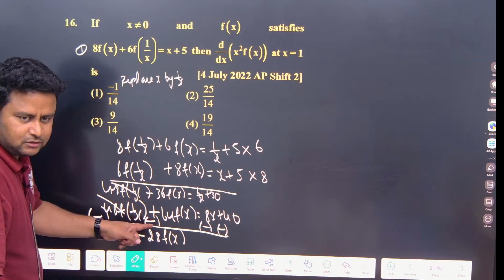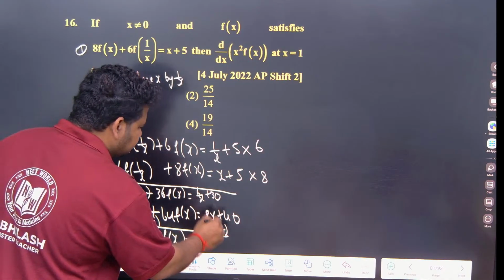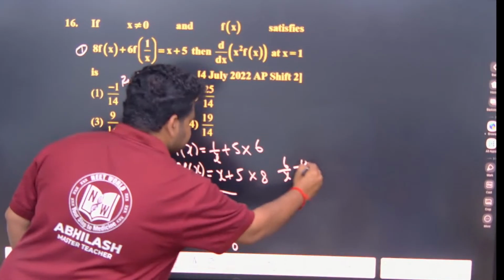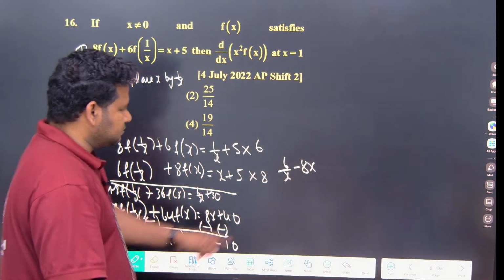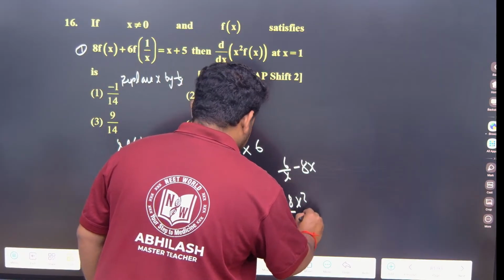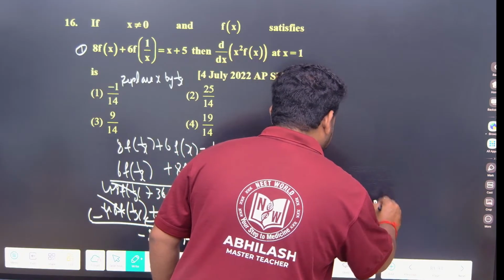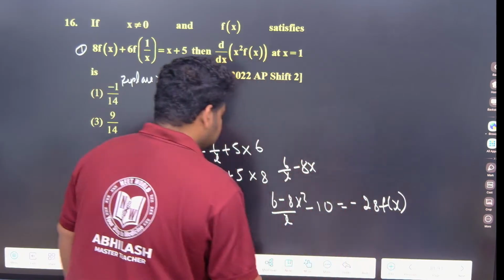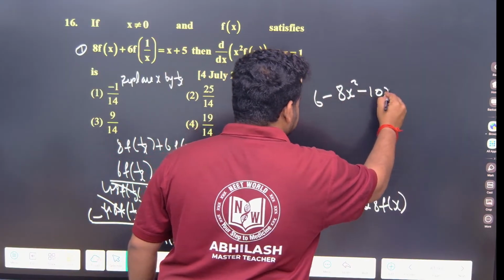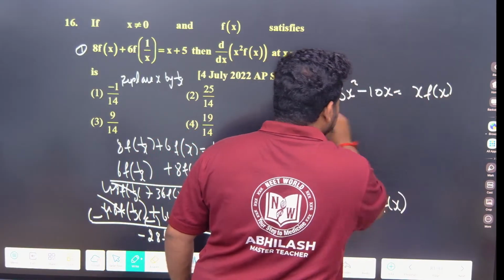Minus 28 f of x. This will be 6 by x minus 8x, and 30 minus 40 is minus 10. If I take the LCM, this will be 6 minus 8x square by x, minus 10, is equal to minus 28 f of x. Now if I take this 6 minus 8x square minus 10x, and send x to that side, this will be x times f of x by 28.